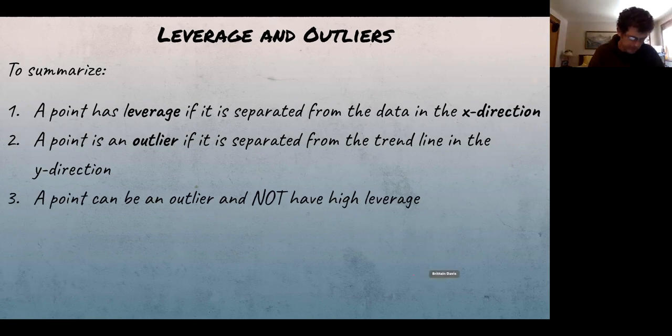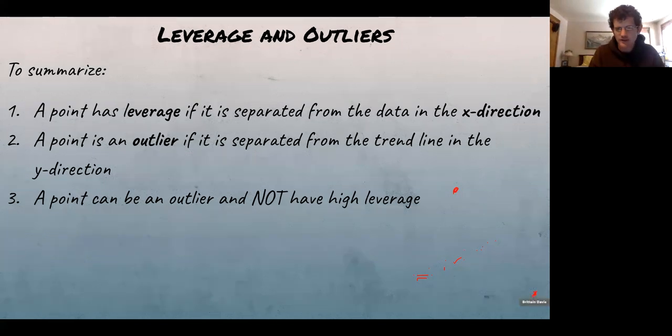And a point can be an outlier and not have high leverage. So here's your data. This is a low leverage or no leverage outlier. This one over here would be a high leverage outlier. And hopefully you can see the difference. Here's the main clustering in our x direction. There's a gap here, but there's not right here because that point falls right in the middle of it.